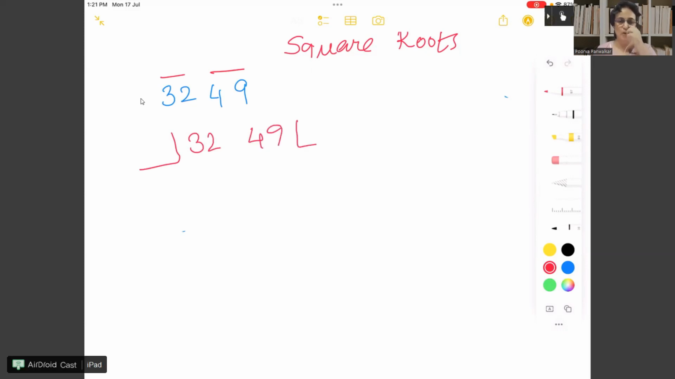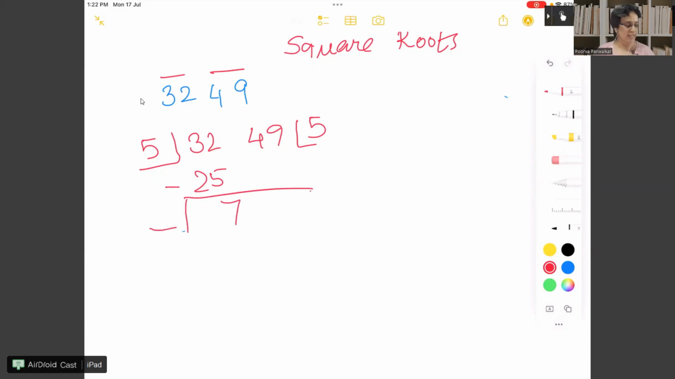Now I find out the perfect square which is closest to 32 and is obviously smaller than 32. So that is going to be 25. So 5 into 5 is 25. So I got my quotient as well as divisor. I subtract it and I get 7.